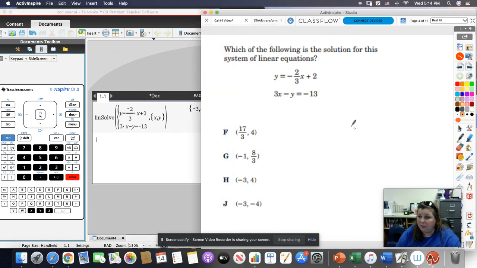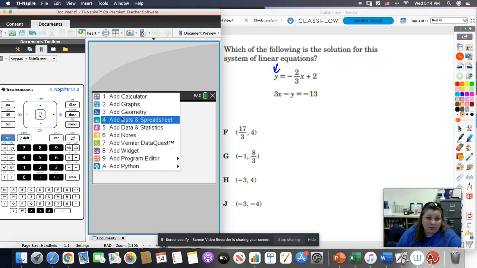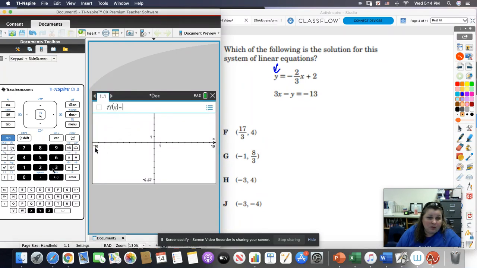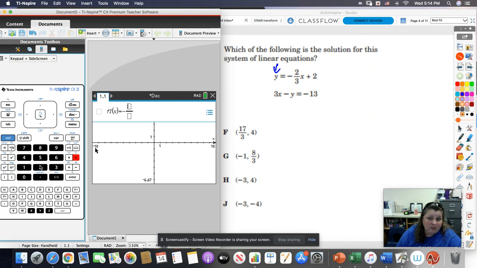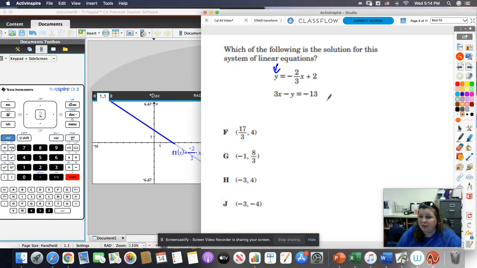Negative 3 and 4. If you're going to do it in the graph, this one's already y equals. So you can just type in negative 2/3 x plus 2. That one's already ready to type in. Then you have to get the next one. You have to get y by itself. There's 2 steps here this time.